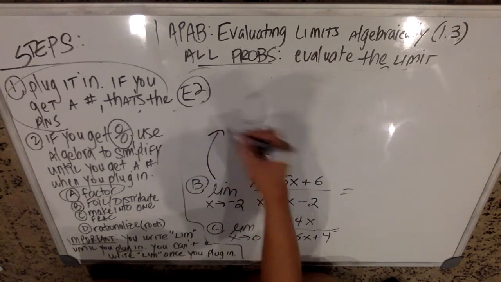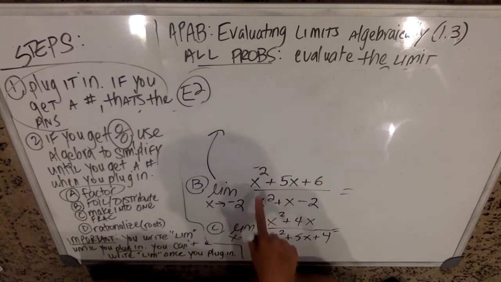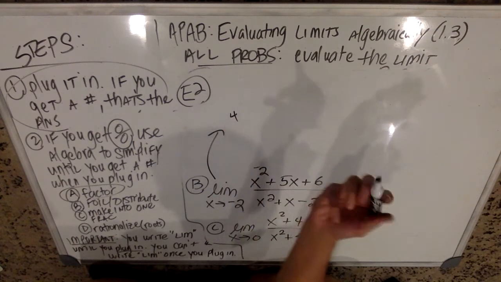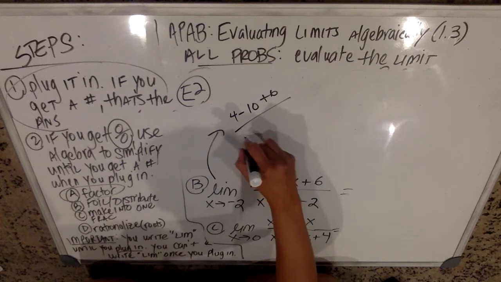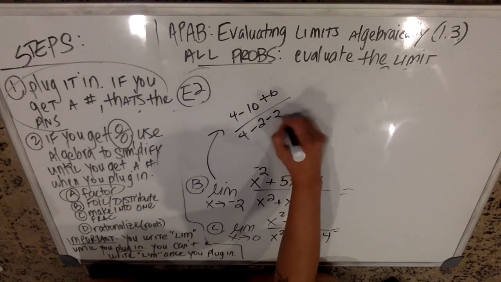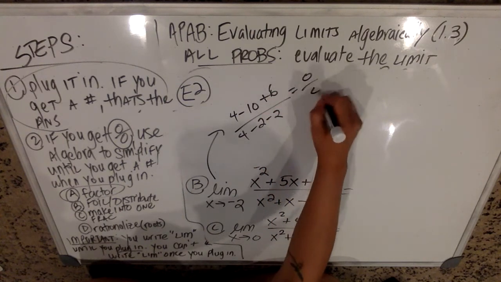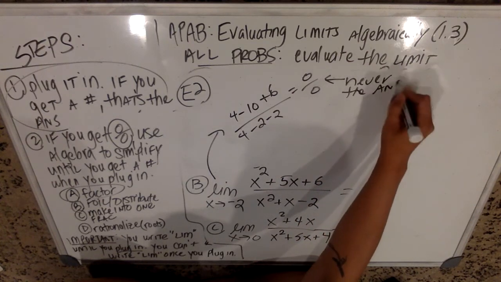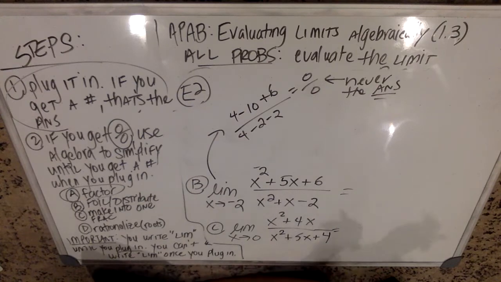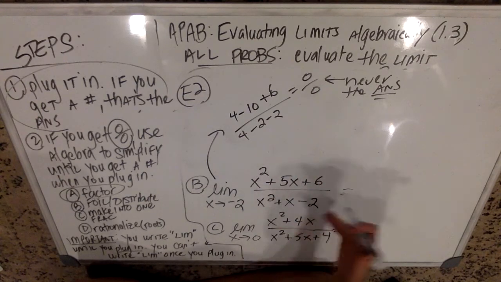We'll do B. When I plug in, I'm going to get a positive 4, because negative 2 squared is a positive 4, minus a 10 plus a 6, on top of a positive 4 minus a 2 minus a 2. That's definitely a 0 over 0, which again is never the answer, right? It's never the answer. So I now have to go ahead and factor this out and see what cancels.